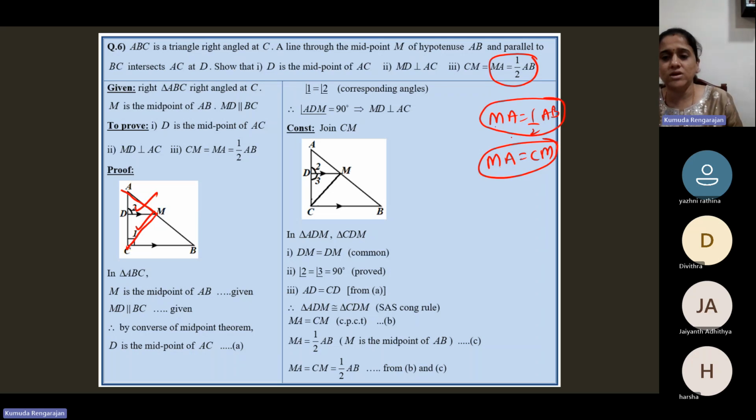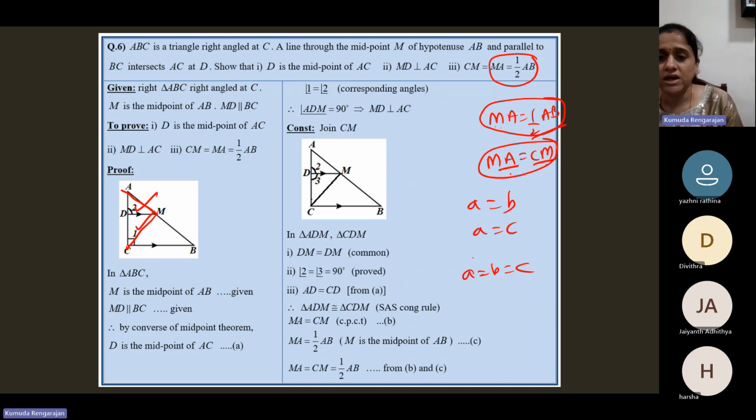Now compare these two. MA is equal to half AB, MA is equal to CM. That means MA is equal to CM is equal to half AB. It's like A is equal to B and A is equal to C. That means A is equal to B is equal to C. So it means MA is equal to CM is equal to half AB.